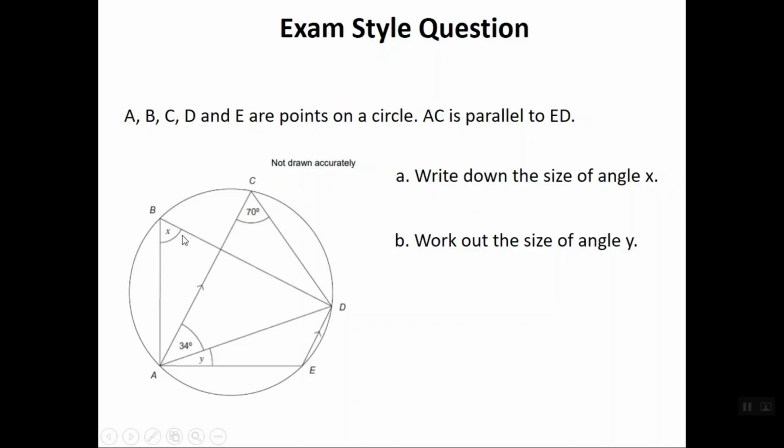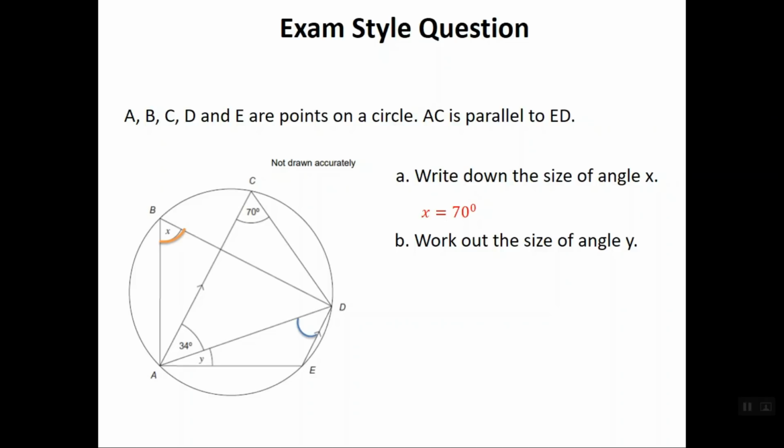So I'm trying to find this angle, and again I realize that these angles would be exactly the same, because that's the theorem that says angles subtended by the same arc are equal. So this angle X would be 70 degrees. Work out the size of angle Y now. So my first step is really to find that missing angle there.